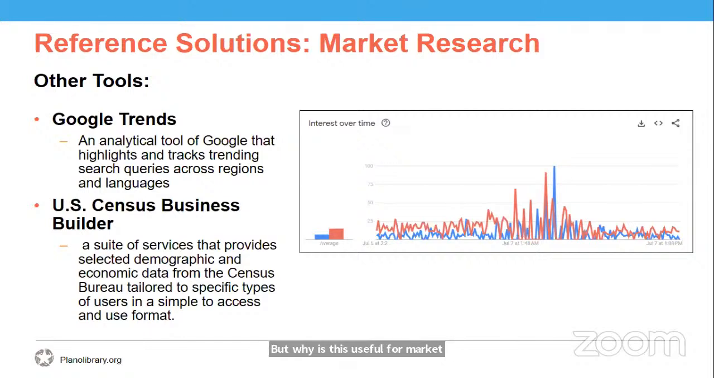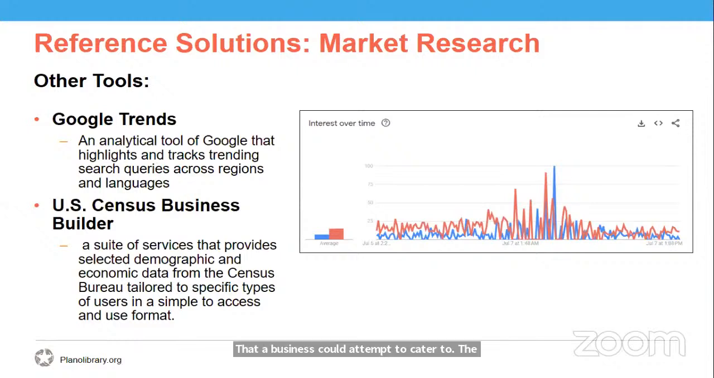But why is this useful for market research? This tool helps entrepreneurs locate popular industry topics and determine your consumer interest. If a search query is trending, that indicates a higher amount of interest in a type or category of product or service that a business could attempt to cater to.